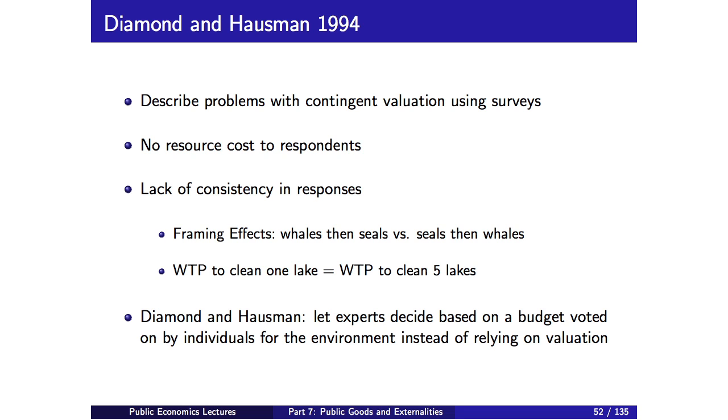So there's talk of how you can design better surveys and so forth, but basically their view is that you want to let experts decide based on a budget that's voted on by individuals for the environment in some broad way. So maybe you can somehow elicit people's willingness to pay for a better environment and then leave it to a set of experts to determine the most efficient way to do that. Their basic view is contingent valuation doesn't really go very far. Okay, and so I'm not going to spend more time on that here, unless people have questions.